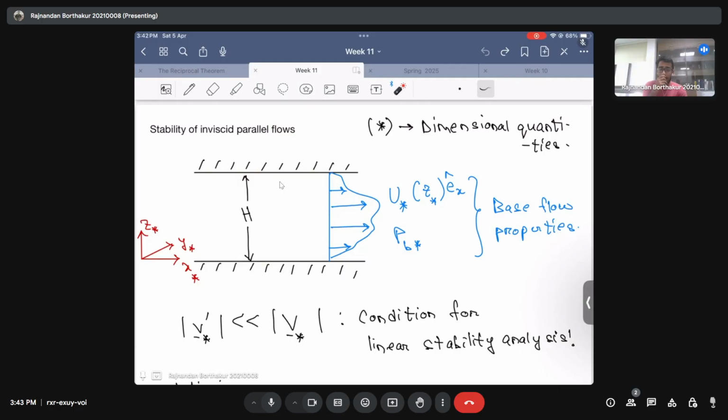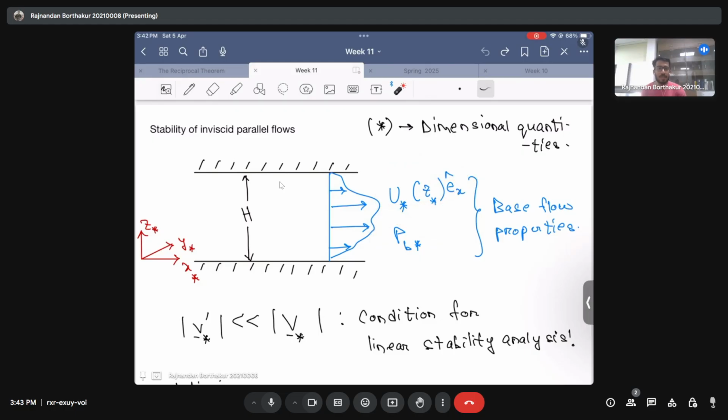So let's start with our analysis. What we have is two parallel plates of this form, and then we have something known as a base flow, which is an arbitrary flow that is taking place in the x direction, and it has variations along z. The reason why this is known as base flow is that all the properties of this flow are known to us. The velocity profile, pressure, and the fluid properties, everything is known to us. These are known as base flow properties. For instance, we know the base velocity profile, we know the pressure.